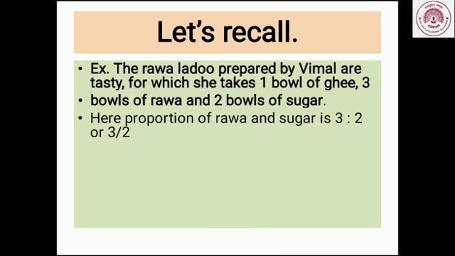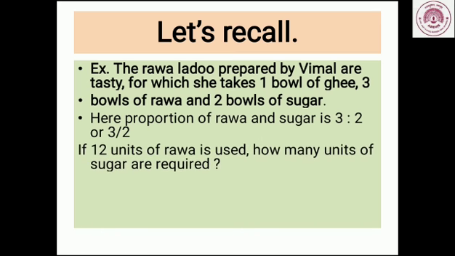Now here the proportion of rava and sugar is 3 is to 2, as she takes 3 bowls of rava and 2 bowls of sugar, or we can write it as 3 upon 2. Now if 12 units of rava is used, then how many units of sugar will be required? So let's find out.